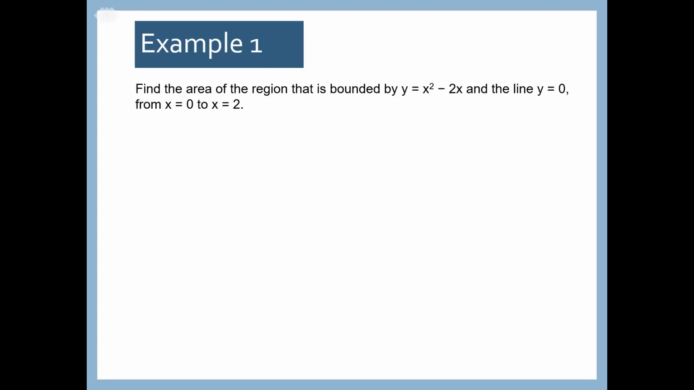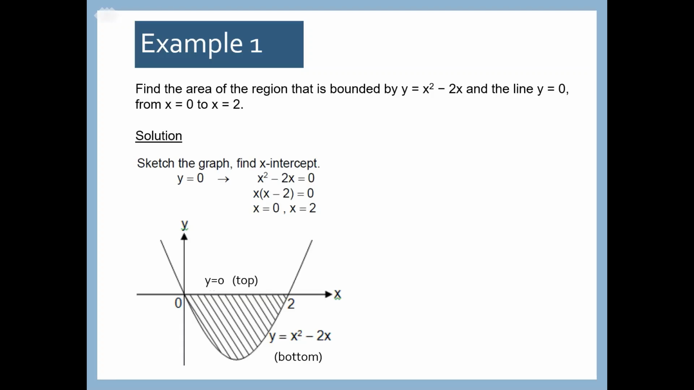Refer to example 1. Find the area of the region that is bounded by y equal to x squared minus 2x and the line y equal to 0 from x equal to 0 to x equal to 2. Before solving, first, try to sketch the graph for a better view on the area of the region that you need to determine. Given that y equal to x squared minus 2x is a positive quadratic function, it is represented by a U-shape with a smiley face.